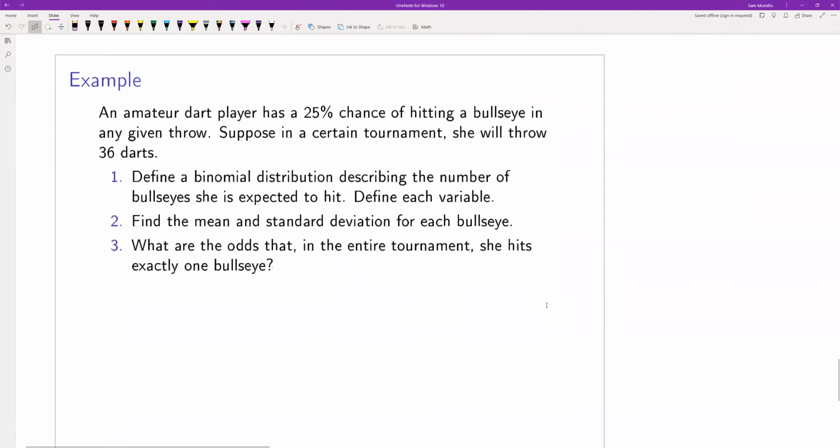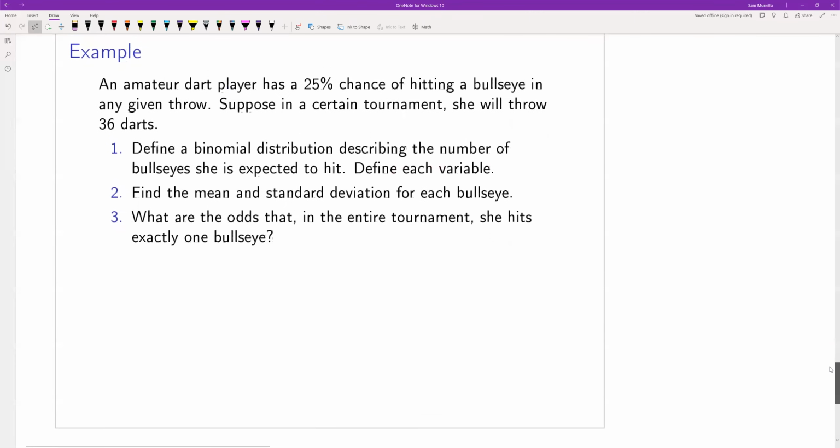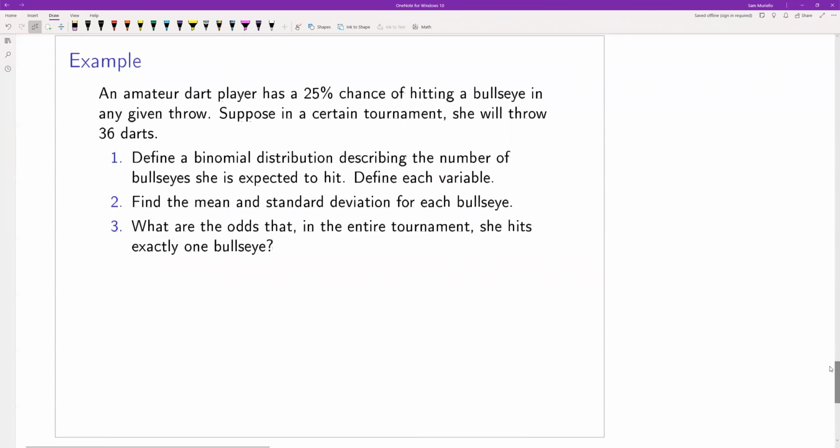Let's do a more interesting example than coins. Let's suppose that we've got an amateur dart player. And I looked this up, about 25% of the time, an amateur dart player is able to hit the bullseye. Suppose in this certain tournament, they're going to go ahead and throw 36 total darts.